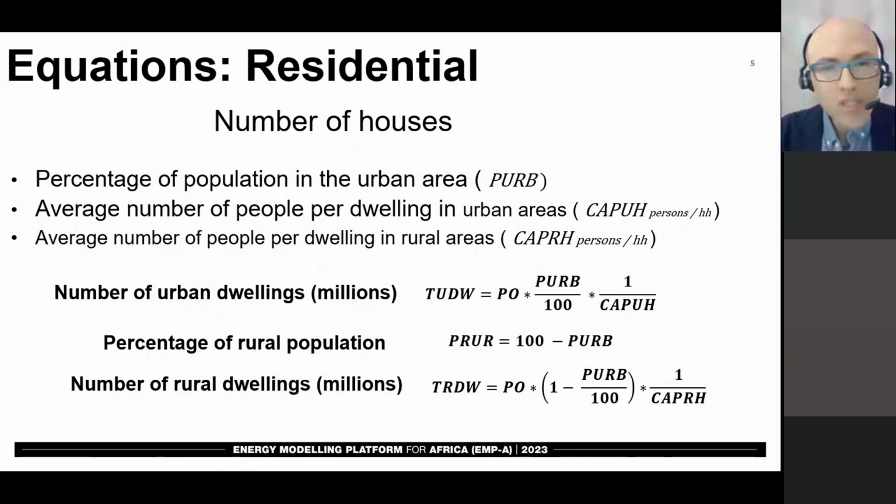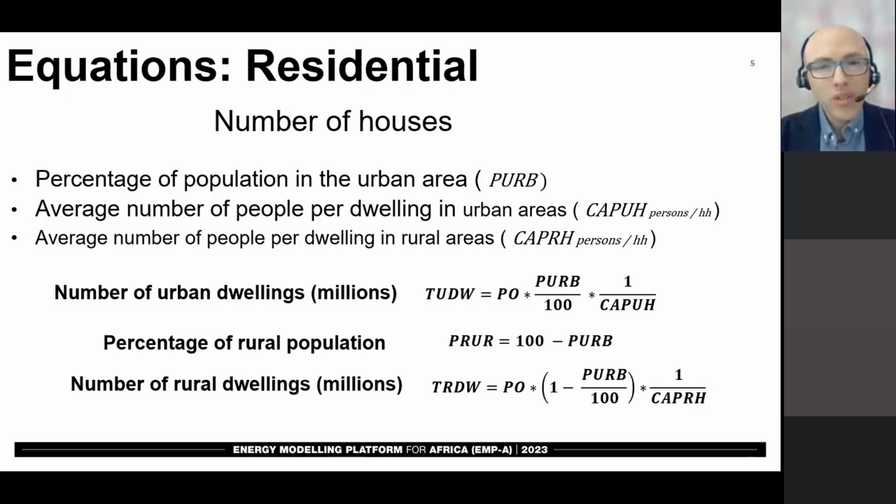So the first parameter used to calculate the energy demand for the residential sector is the number of houses, and it is calculated for each type of house. To have this number of dwellings for each type of house, we have 3 parameters: the percentage of population in the urban area, the average number of people per dwelling in urban areas, and the average number of people per dwelling in rural areas. Remember that the population is given in the first table that we have seen in the first presentation, the table related to the demography. There we will introduce the total population in the country.